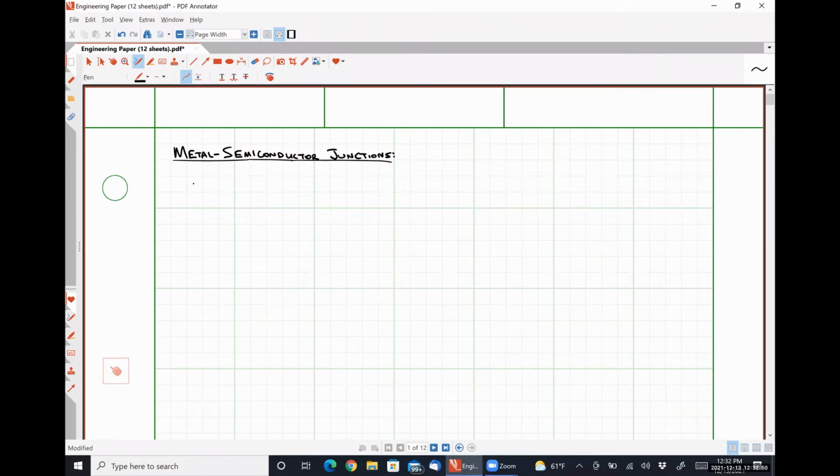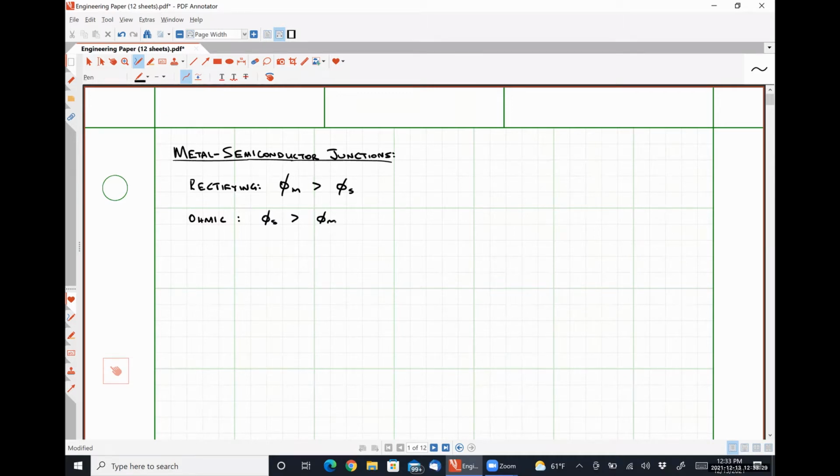So in a rectifying junction, the work function of the metal, phi m, is greater than the work function of the semiconductor material, phi s. We'll talk about what work function is in just a moment for those of you who are unaware. And in an ohmic metal semiconductor junction, the opposite case is true. The work function of the semiconductor is greater than the work function of the metal.